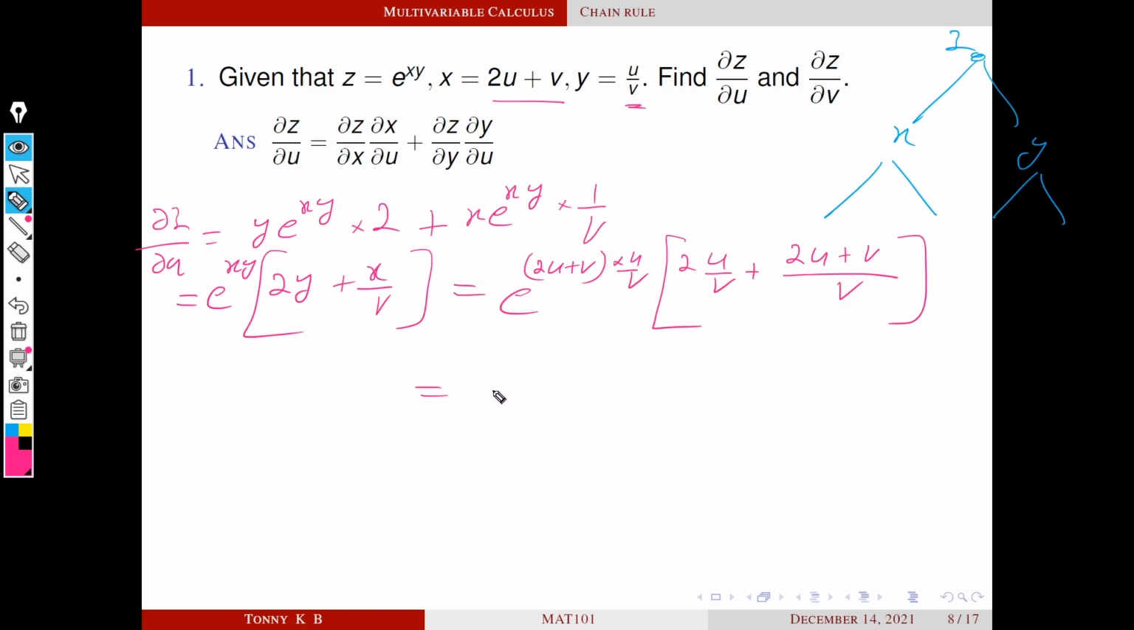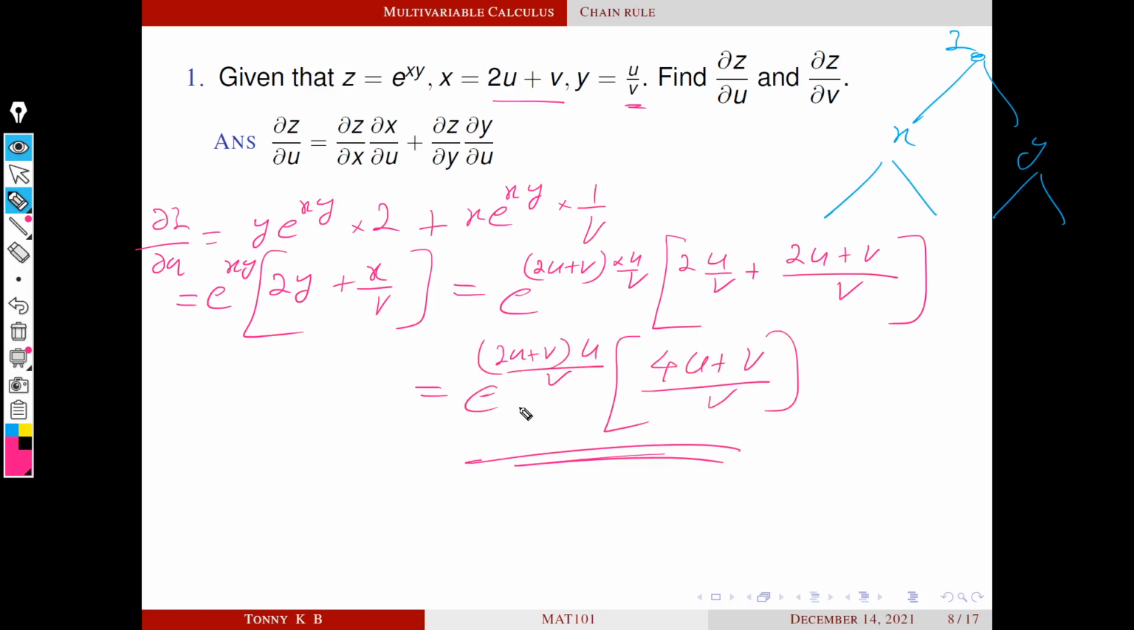Okay, and again you can compare here, the denominator is the same, and in the numerator 2u is there, another 2u is there, so this becomes 4u, so 4u plus v by v. So this expression becomes e raised to 2u plus v into u by v into 4u plus v by v. Okay, so this is our dou z by dou u. Yes, 4u by v, and this v by v becomes 1, like that. Anyway, they are the same.